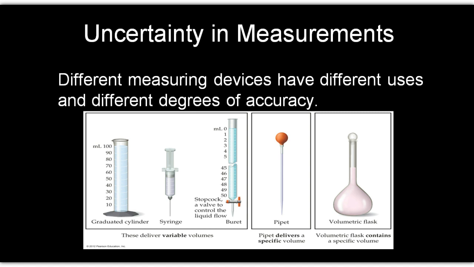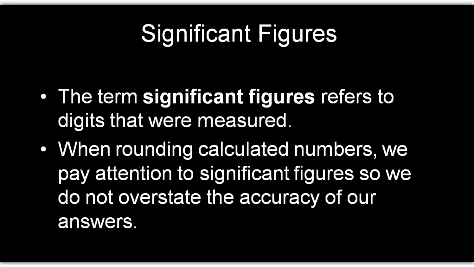Uncertainty in measure. Depending on what you're measuring, you have to use different types of equipment. So for example, if I want to measure something to the nearest milliliter, I'm probably not going to use a volumetric flask because that usually measures to 250, 500, or 1,000 milliliters, and it's not useful. So you have to make sure you're using what is most appropriate for what you're trying to determine.